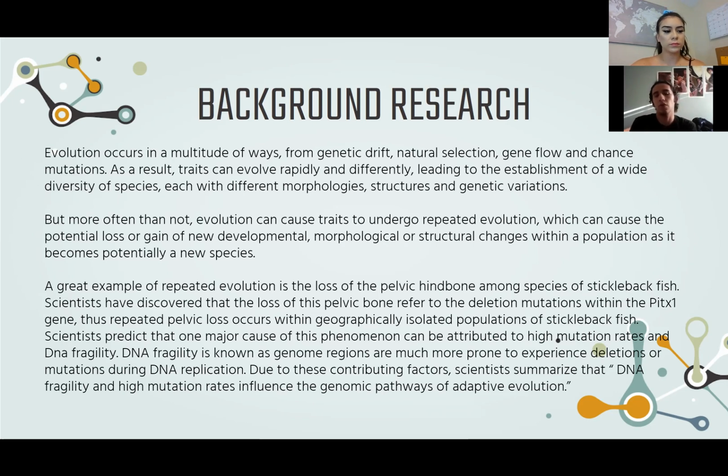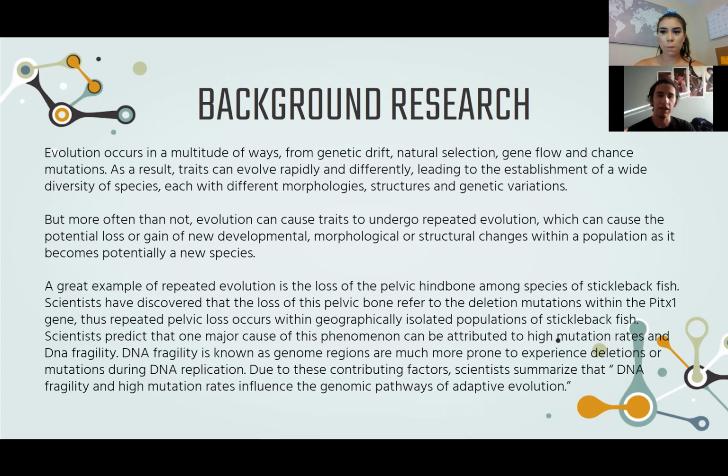Evolution can occur in a multitude of ways, from natural selection, gene flow, change over time, genetic drift, etc. As a result, traits can evolve rapidly or slowly, differentially, leading to the establishment of many different species over time, each with a different structure, different genetic variation, different morphologies, etc. But more often than not, evolution can cause traits to undergo repeated evolution, which is basically the potential loss or gain of new development, morphological or structural changes. A great example of this is, of course, the pelvic girdle in stickleback fish.